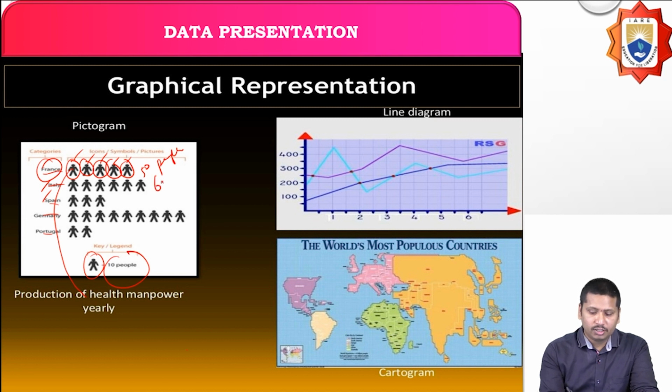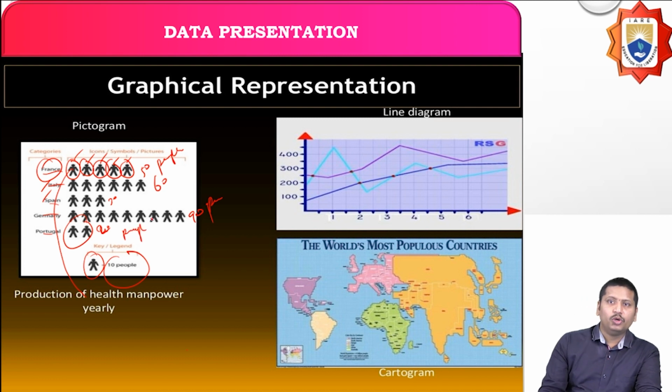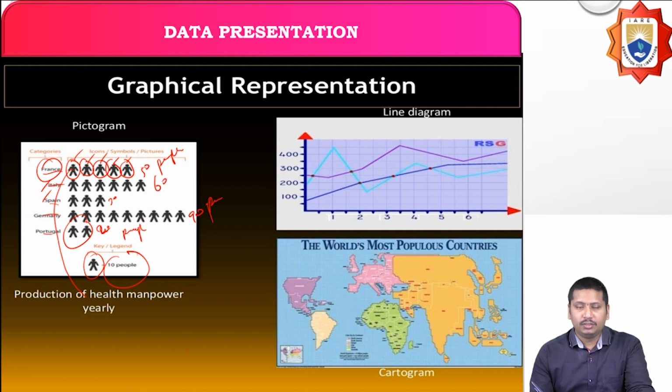Similarly here, 60 people. Here it should be 30, and here it should be 90, and it should be 20. Like this, I am able to present the data in the form of a pictogram.